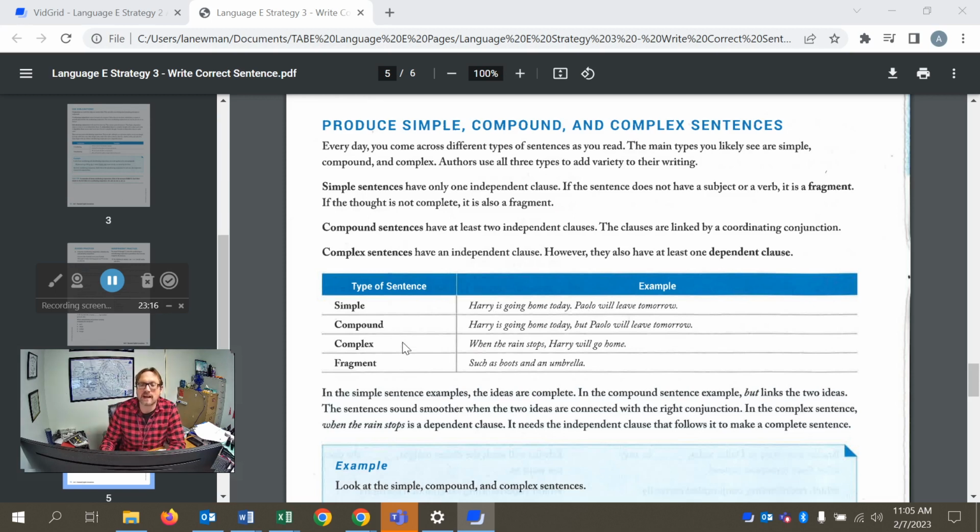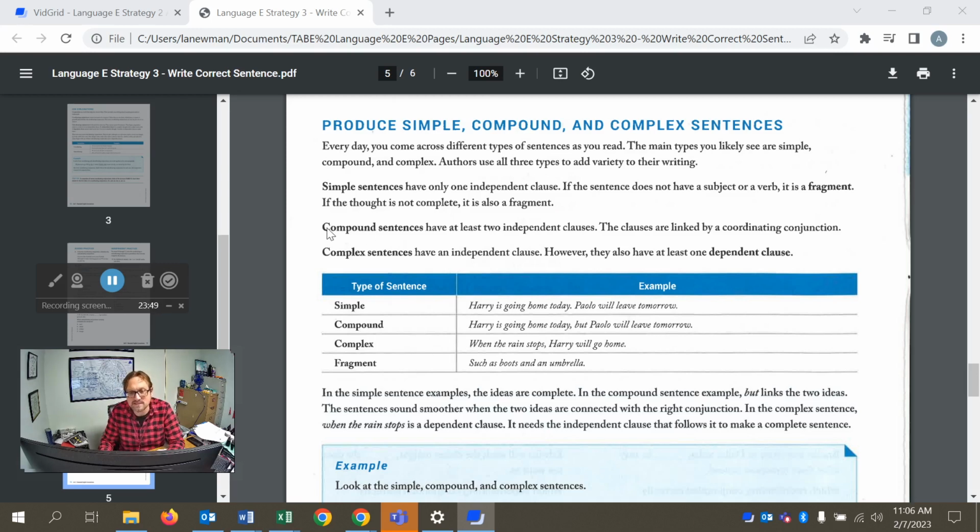But actually, let me talk about fragments before we move on to the others. Your fragment will be missing something, such as boots and an umbrella. There's no verb in this sentence. There are nouns, but none of them are working as a subject that's related to a verb in any way. So this is a fragment. It's an incomplete thought. It's a mistake. And there are a lot of questions on TABE and GED about identifying fragments as opposed to complete sentences.